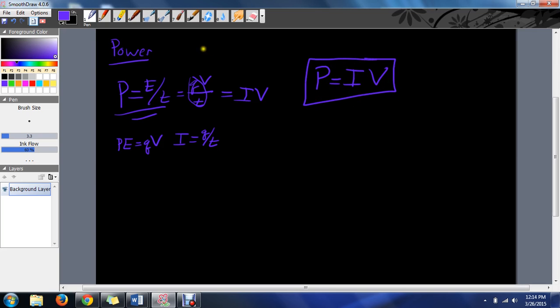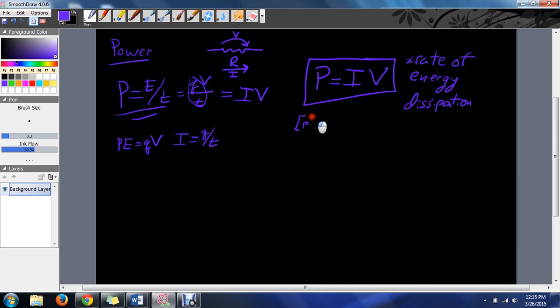Should make a lot of sense that if you have some resistor with resistance R and some voltage drop V, some current I going through it, that the power is the rate of energy dissipation. And that should make a lot of sense. So the unit of power is energy per time. So it's the rate at which joules are transformed or dissipated per second through a resistor.